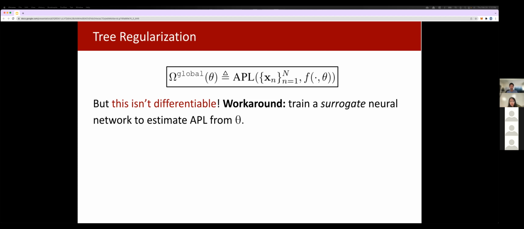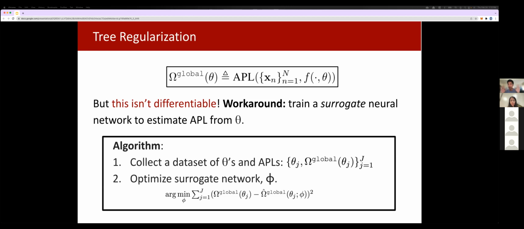So instead of directly optimizing this term, what we do is we introduce a surrogate neural network. And this is often a small one, but the role of the surrogate neural network is to learn a mapping from the parameters of the original neural network, theta, to the average path length. I can just treat average path length as a continuous label. So what exactly does that mean? Let's step through it a bit.